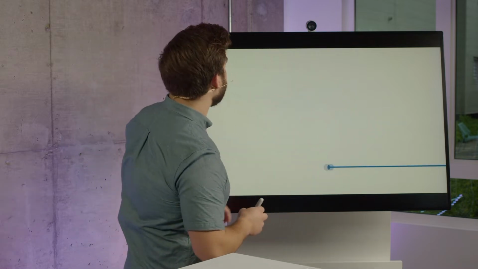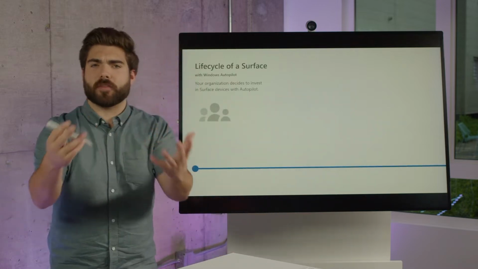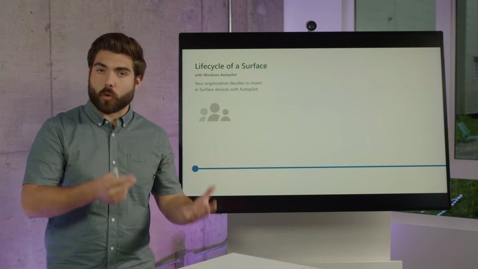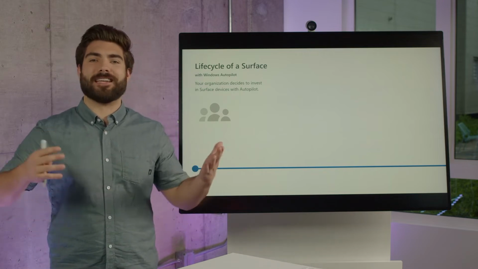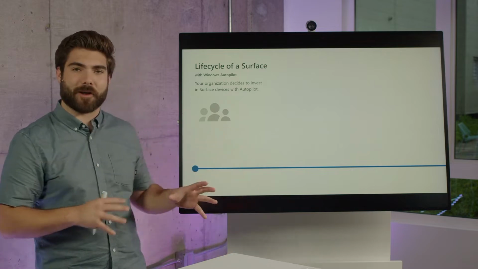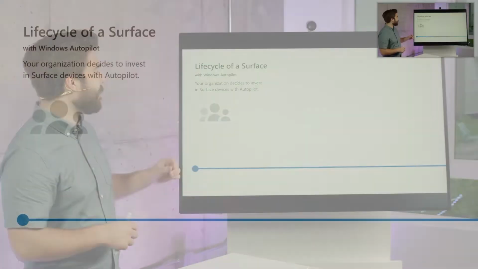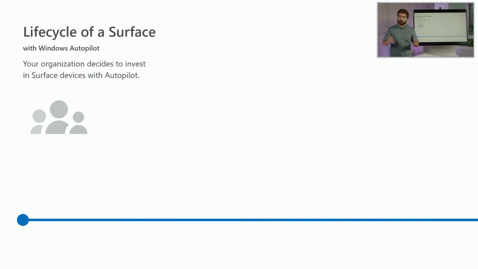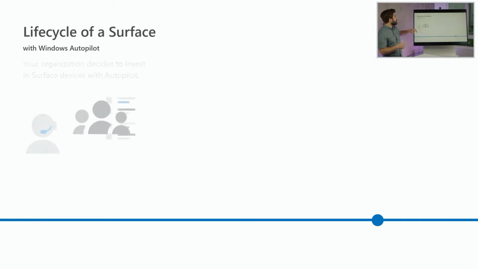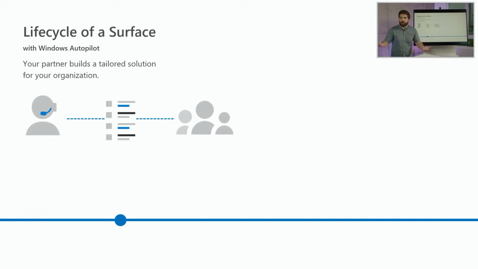So we're going to walk through a little bit of the life cycle of a Surface device as it might look within your organization to give you a little bit of a better idea of just how this whole process looks. I always like walking through this part. It's very interactive, but let's say you decide to invest in those Surface devices and you want to deploy them with Autopilot. So first thing you're going to do is you're going to work with your partner. You're going to work with your friends at Bytes to tailor the specific solution for your organization. Any Microsoft 365 licenses and other things that suit the needs of your organization and your employees.